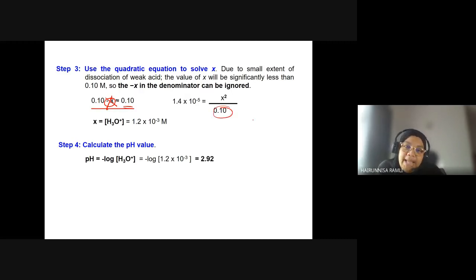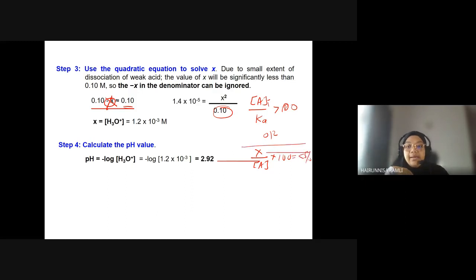Or you nak confirmkan lagi, remember you belajar ada simplifying assumption tu kan. Apa dia punya justification. Ada dua method, remember. The initial concentration over Ka lah dalam case ni. Should be more than 100 or apa? X over apa ya? Initial concentration times 100 mesti less than 5% error kan. Nak confirmkan lagi you have to calculate this one lah.